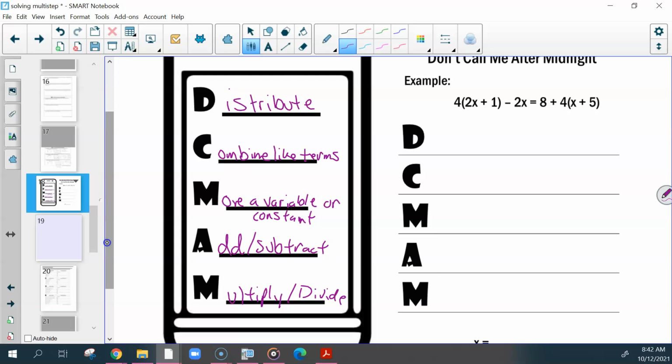For some of the problems we go through, we won't need all of these steps. Sometimes we will. It just depends on what it looks like.